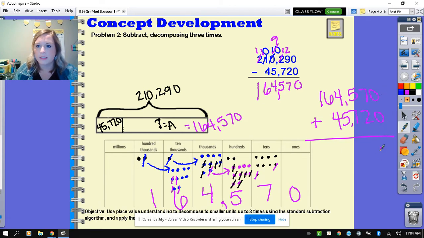So 0 plus 0 is 0. 7 plus 2 is 9. 5 plus 7 is 12. So 2, carry my 1. 5 plus 4 is 9, plus 1 is 10, so leave my 0, carry my 1. 6 plus 4 is 10, plus 1 is 11. And we have 210,290, meaning it checks out. So always feel free, especially when you're on a multi-step where you're borrowing, carrying over a lot, check your work, make sure you got it done correctly.